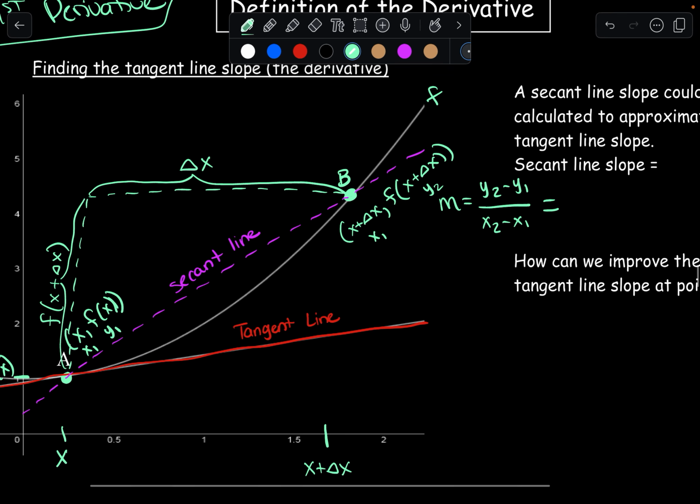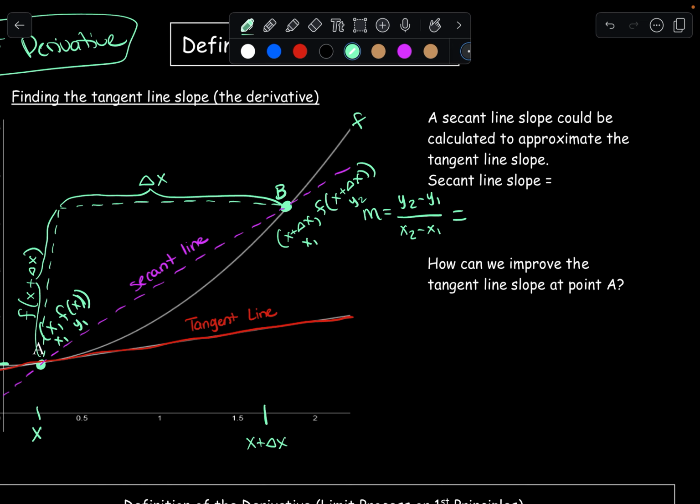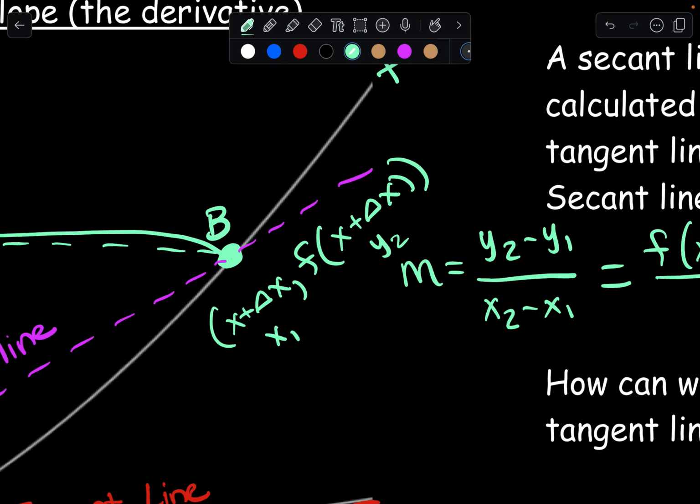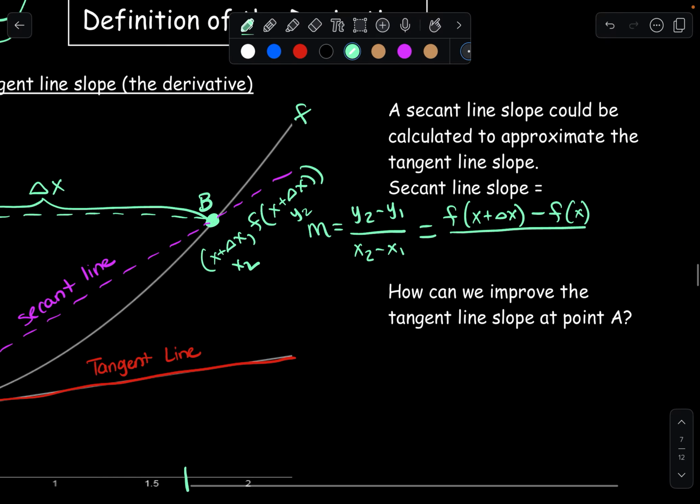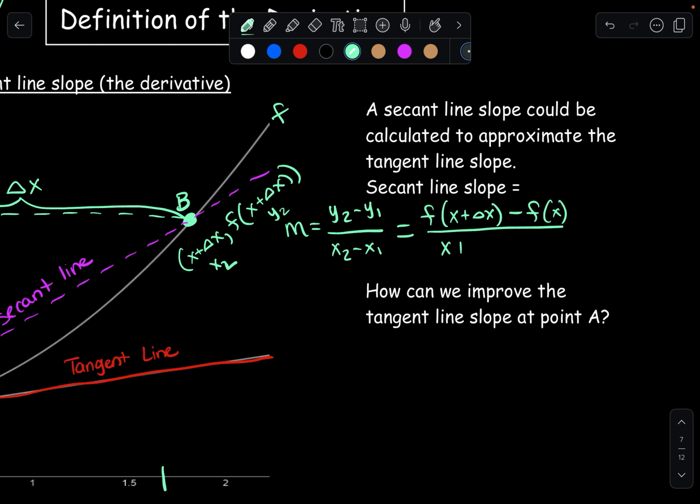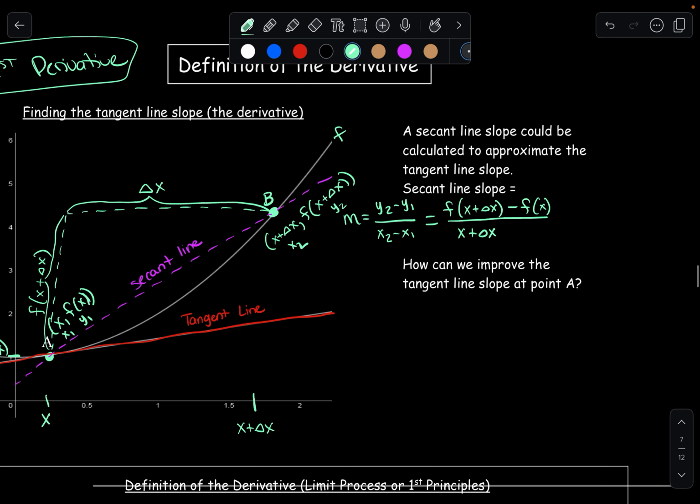So now if we directly substitute what we have from this graph, y sub 2 is going to be f of x plus delta x minus y sub 1, which is the output for point A, which is f of x. And then in the denominator, x sub 2, sorry, I labeled B incorrectly. That should not be x sub 1, that should be x sub 2. So x sub 2 is going to be x plus delta x minus x sub 1, which is just x. Okay.